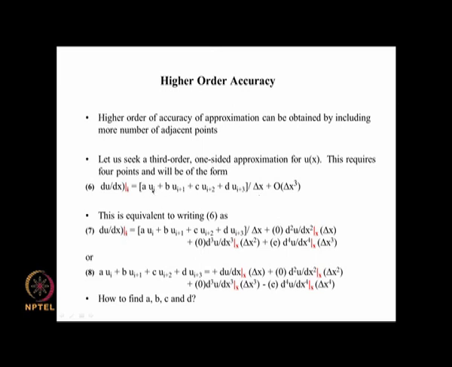So, that is ui, ui plus 1, ui plus 2, ui plus 3, and these are all multiplied by certain coefficients, real coefficients a, b, c, d, and this whole thing is divided by delta x, and this whole formula is third order accurate, and therefore, we can write dou u by dou x at I in this particular way.